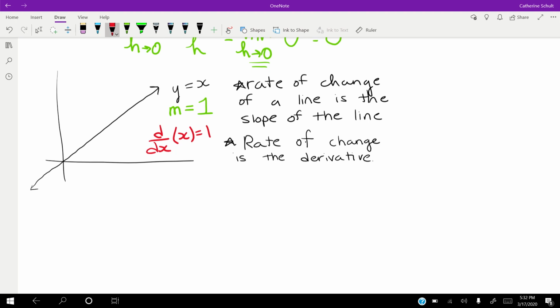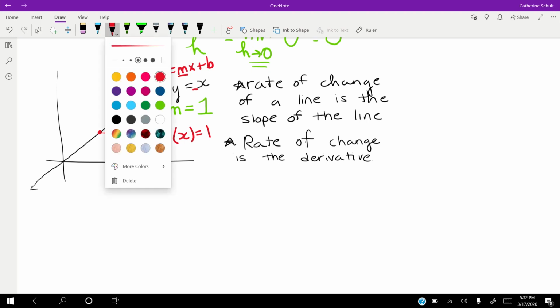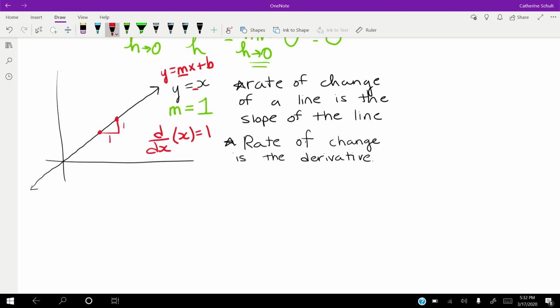All right. And there you go. Remember, the slope is 1 for a couple reasons. If y equals x, and we do change of y over change of x, it's 1 to 1, right? Because y equals x. Also, if we write it in y equals mx plus b form, the coefficient on the x is 1. That's how we also know the slope is 1. Okay, so with that, we have our new theorem, which is that the derivative of x is equal to 1.